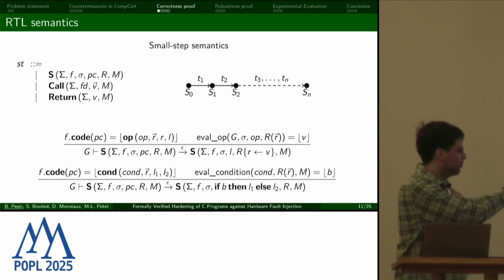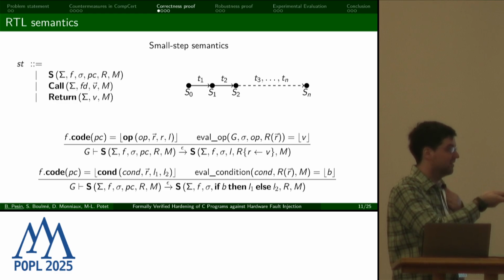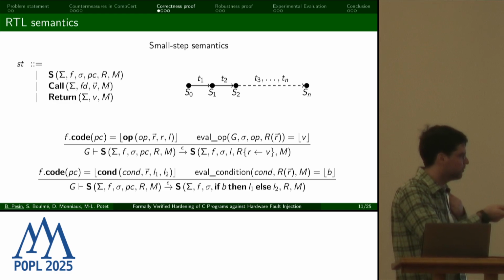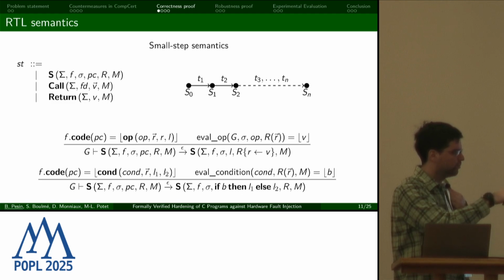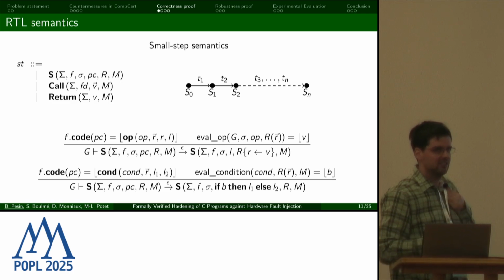And the second rule is for the conditional instruction. So you have a conditional with a condition, some argument registers, and two destinations, L1 and L2. You evaluate the condition. It should give you a Boolean value B. And then, depending on this B, you jump either to L1 or to L2 in the next state of the machine.